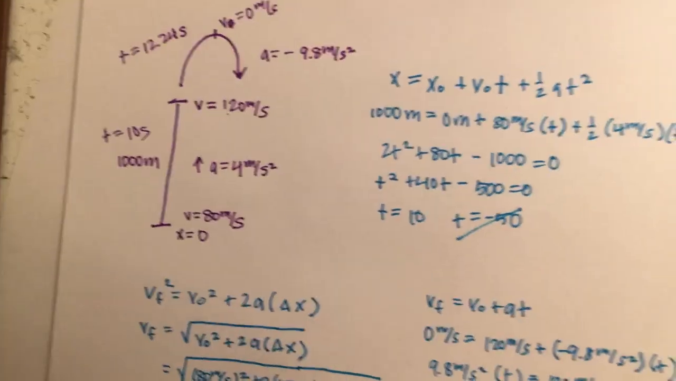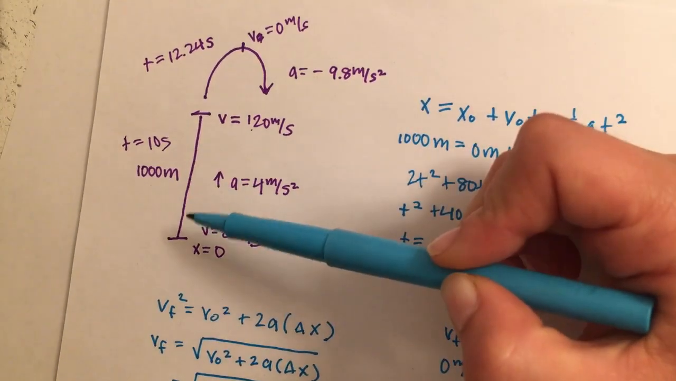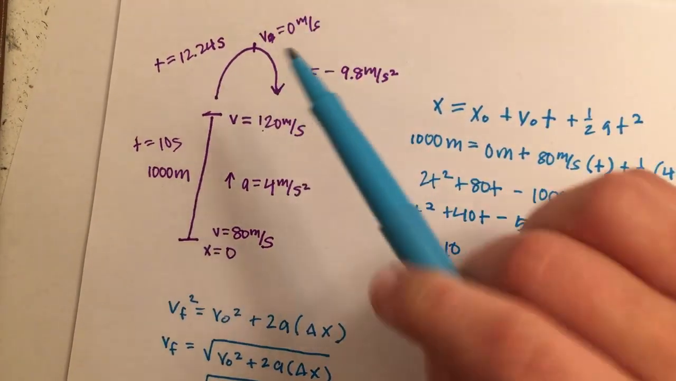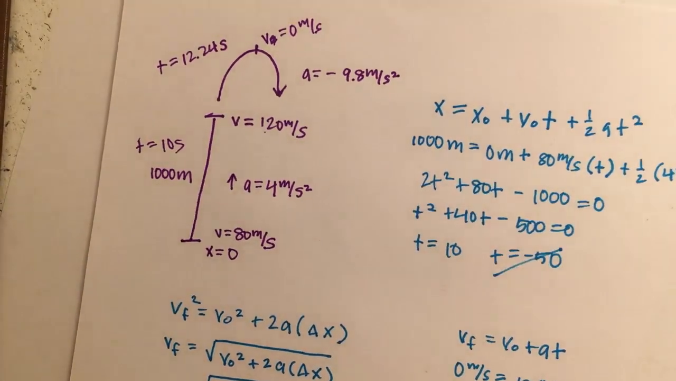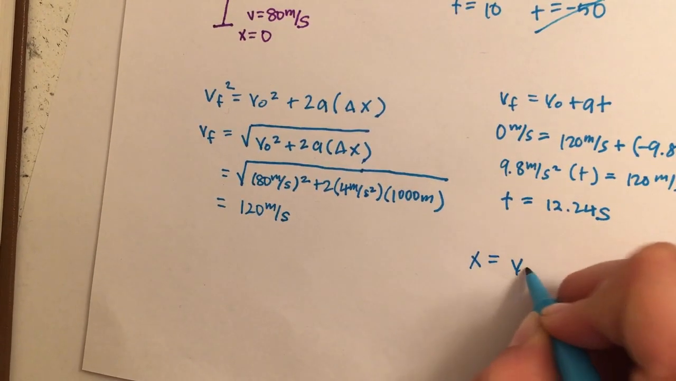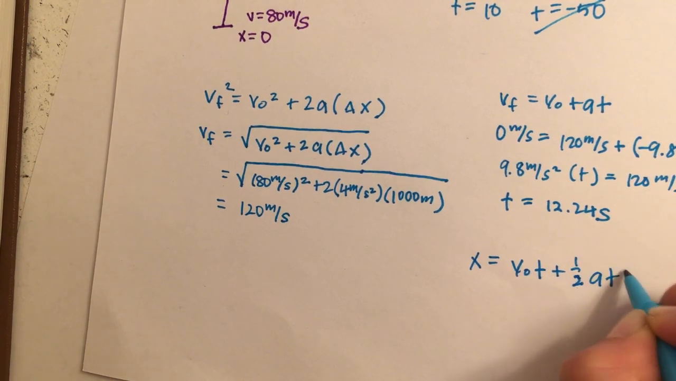Okay, now that we found all of this, we will want to find the total distance that the rocket traveled from here to here in order to help us find the total time that the rocket will travel falling down. So to do that, we can use this kinematic equation, x equals initial velocity times time plus 1/2 acceleration times time squared.